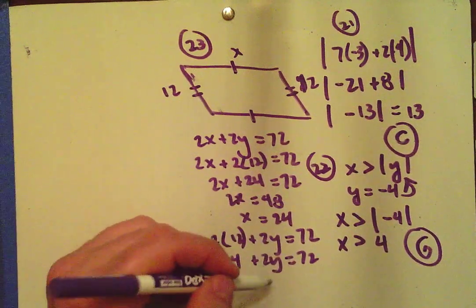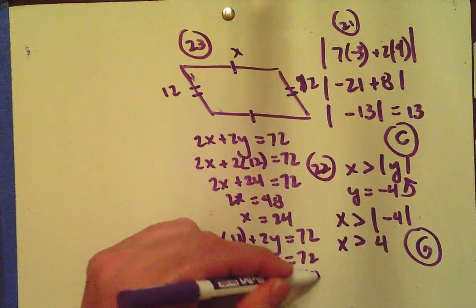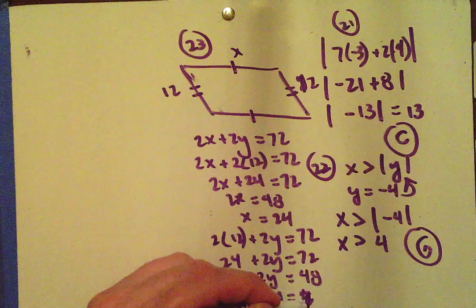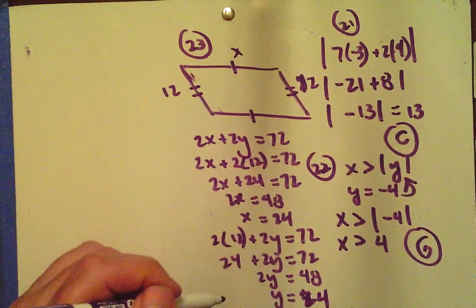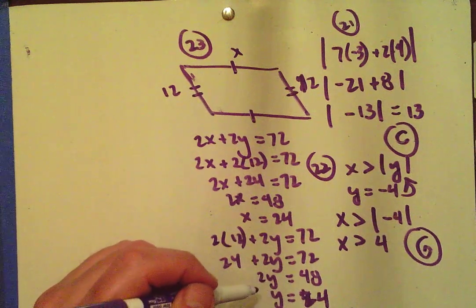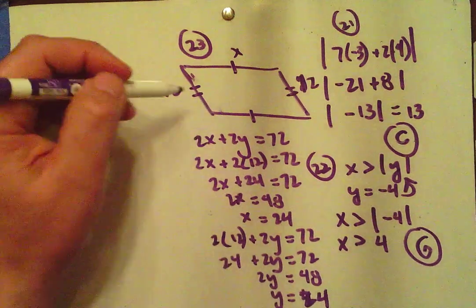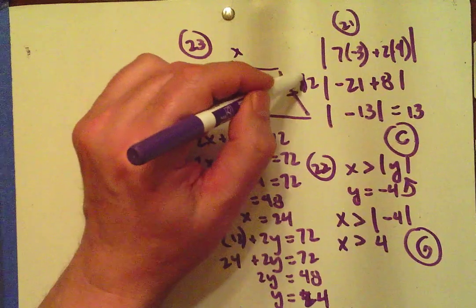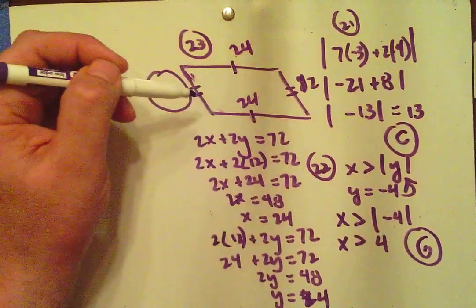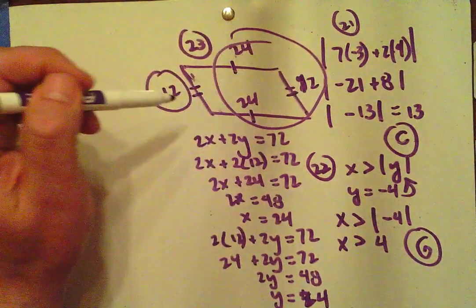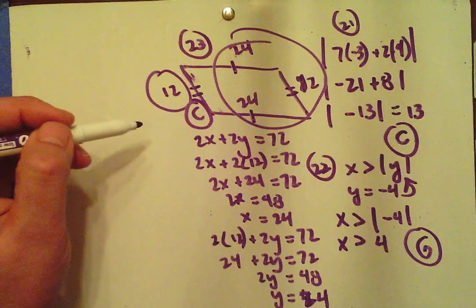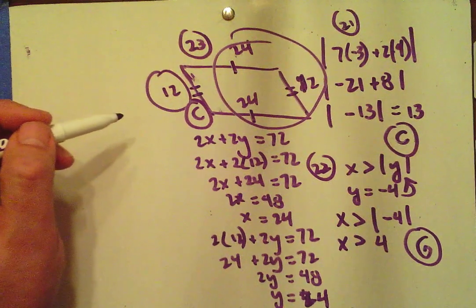We'll subtract 24 from both sides. Hey, this looks eerily familiar, and y equals 24. So we know the sides are 12 and 24. So the missing sides, if they gave us one side, the other side would be 12, and these would be 24 and 24. These are the missing sides. Okay, so that's going to be choice C. Choice C for number 23.